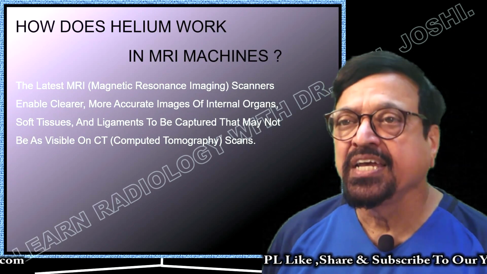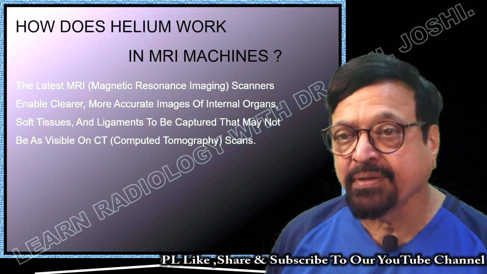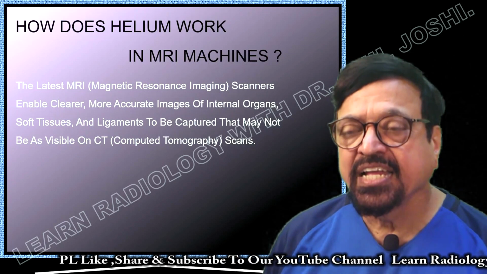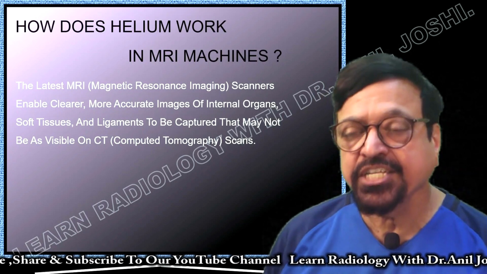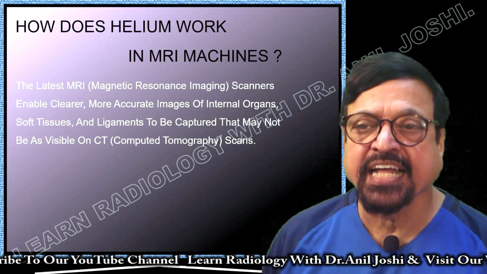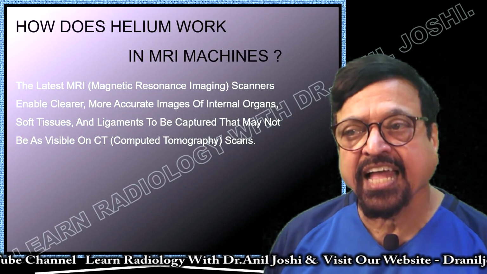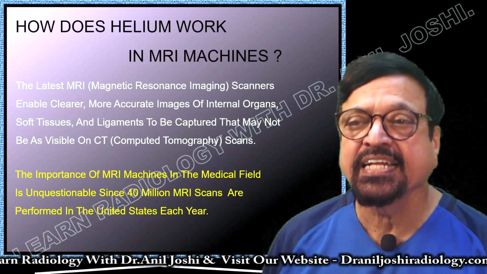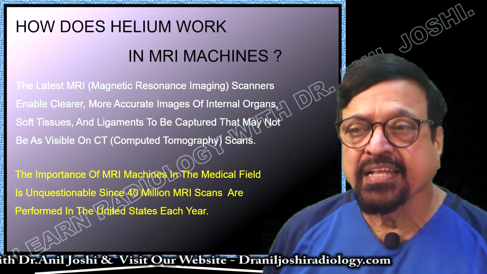Now, how does helium work in an MRI machine? The latest MRI, that is magnetic resonance imaging scanners, enable a clearer, more accurate image of the internal organs, soft tissues, ligaments, and capture many of the metabolites also, in addition to the tissues. Why is it possible? It is because of superconductivity, and superconductivity is achieved because of the helium, which cools them, because its boiling point is -269. And many of the things which were not seen on CT, now we are regularly seeing on MRI.